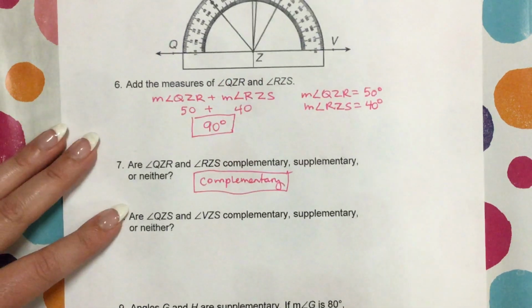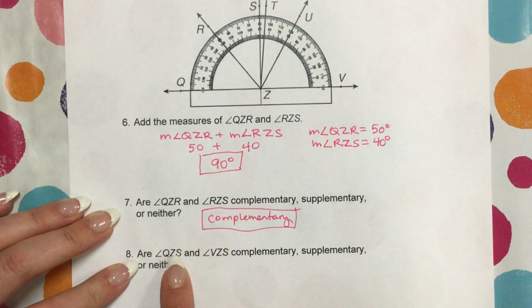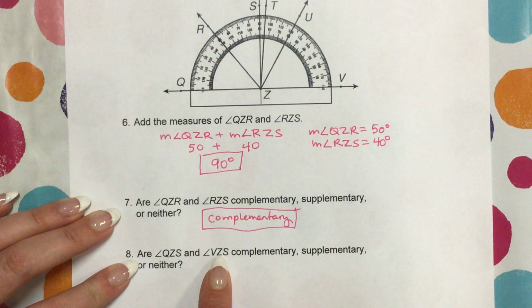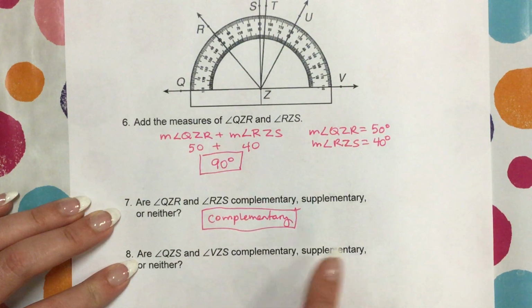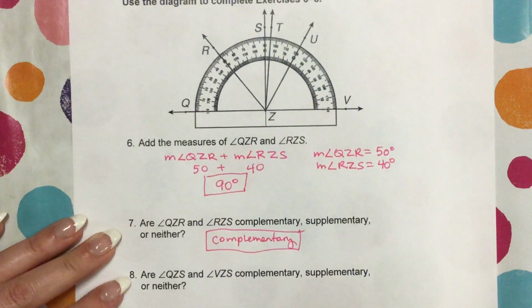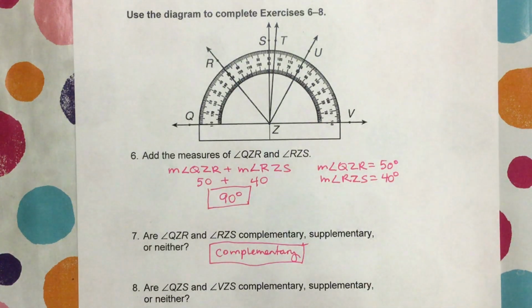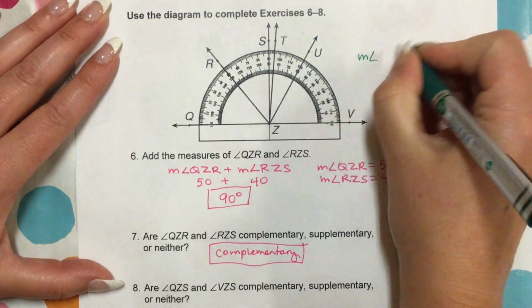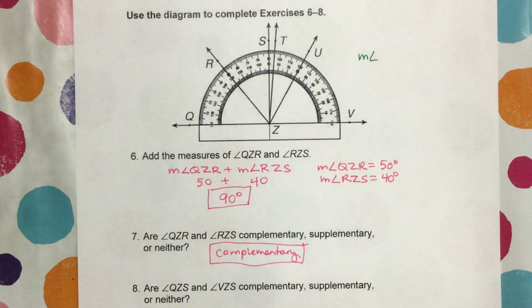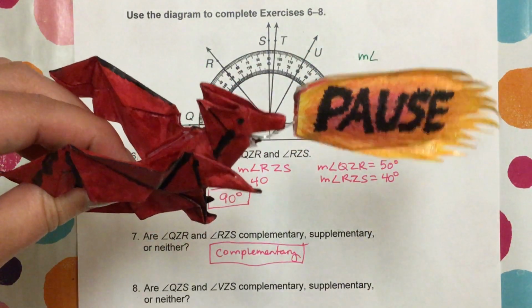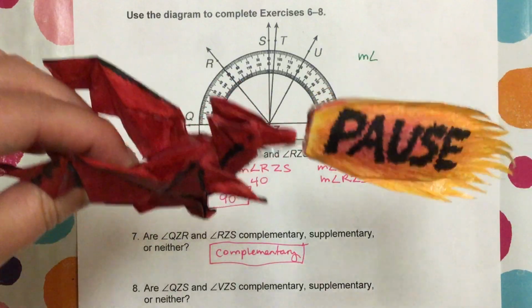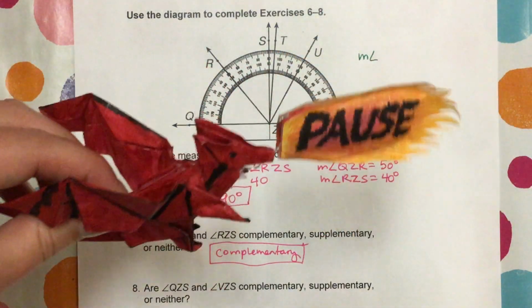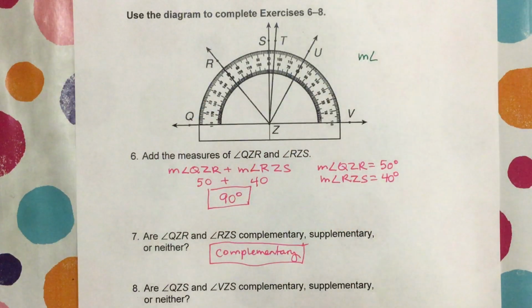Problem 8 asks if angle QZS and VZS are complementary, supplementary, or neither. So we need to go ahead and figure out what those angle measures are. So since this is a little far away, I'm just going to write it over here. So the measure of angle... Oh, I want you to do this one on your own. Okay, go ahead and press pause. Press pause, work on problem 8. When you get done with 8, then press play and we'll go over the answer.